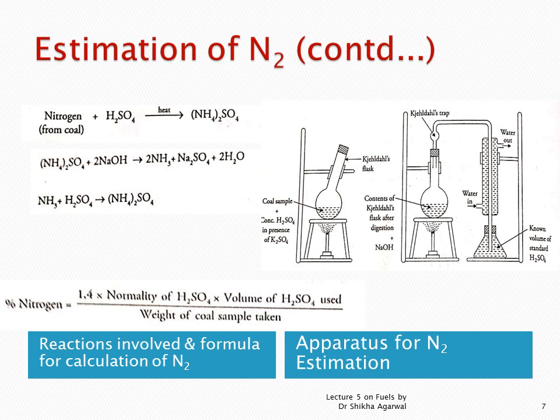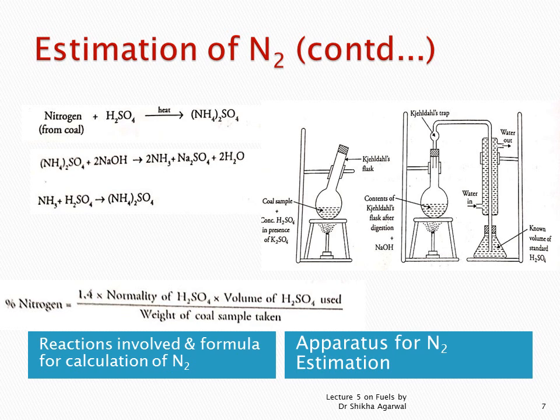Now on the left hand side you can see the equations involved. The nitrogen from the coal reacts with sulfuric acid to give you ammonium sulfate. This ammonium sulfate in the round bottom flask reacts with NaOH, and ammonia gas is liberated. This ammonia is absorbed in a known volume of standard sulfuric acid. Once again ammonium sulfate is formed. So if we know how much sulfuric acid is consumed, we can find out how much nitrogen is present.